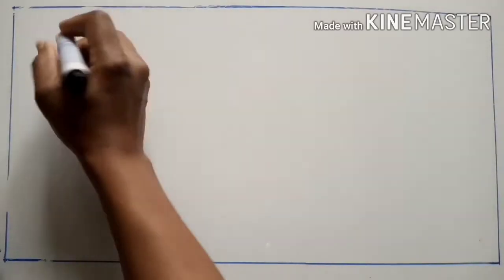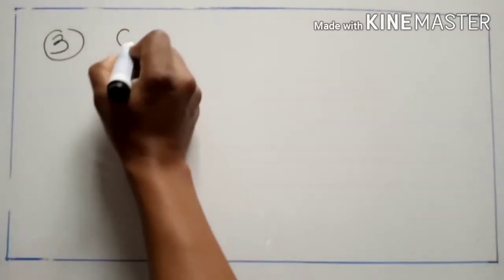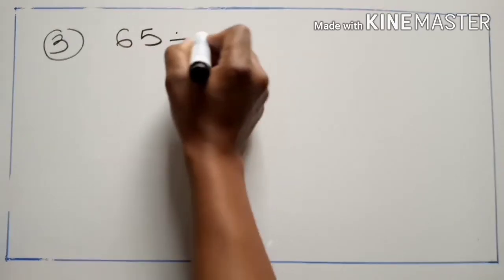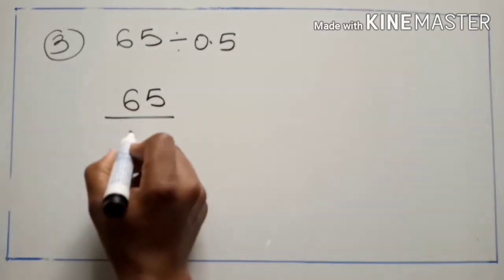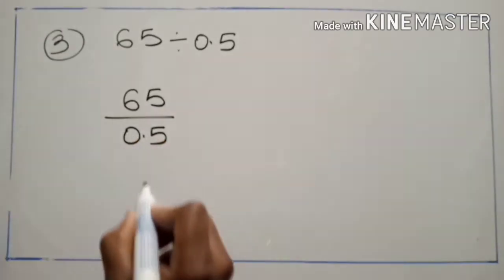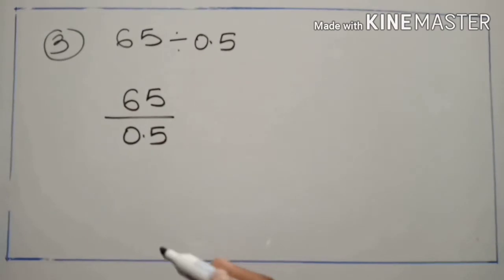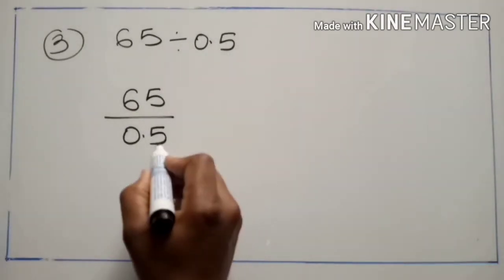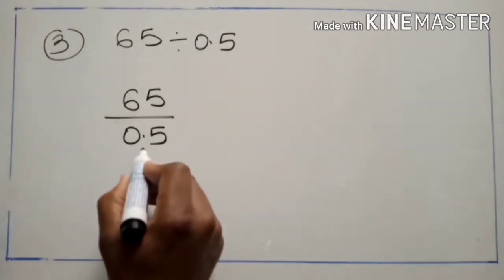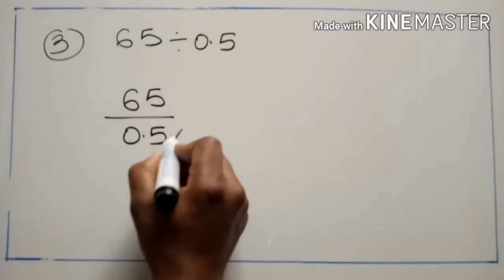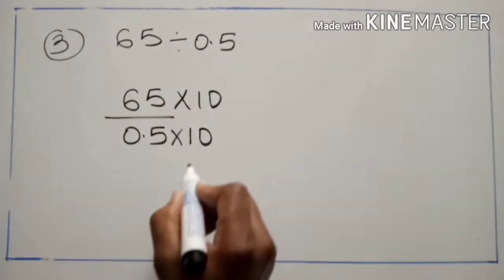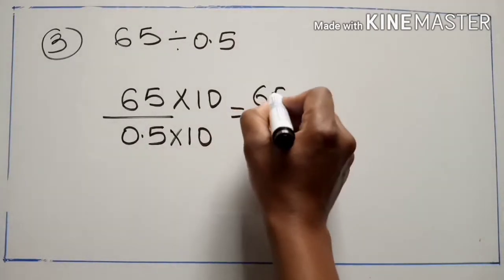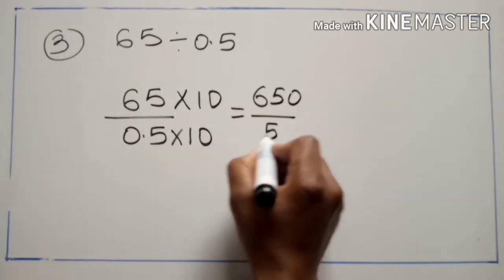On to our third example. Our third example, we will take 65 divided by 0.5. Again, better to arrange it in a fractional way. So 65 by 0.5, we want to remove this decimal number so that we are able to divide by a whole number. The one decimal place means we multiply by 10, and we multiply the numerator by 10, so that we have 650 over 5.